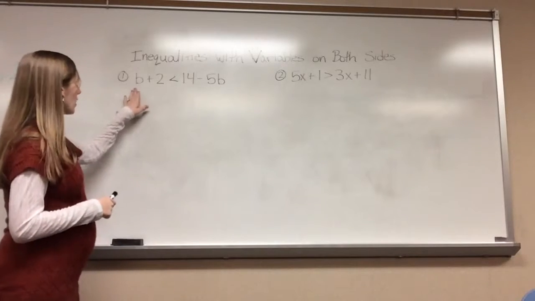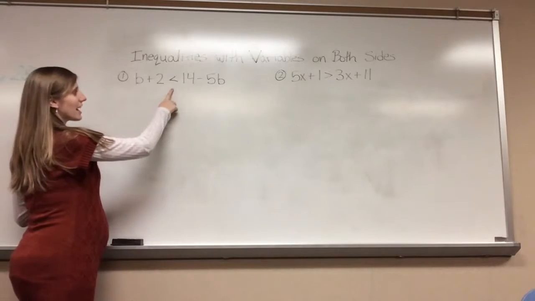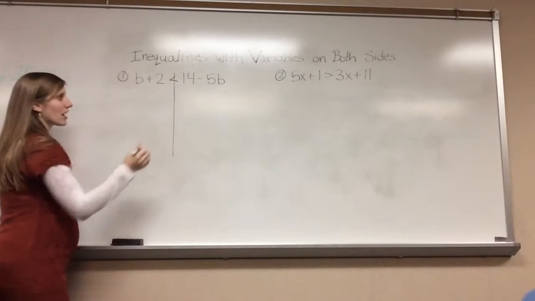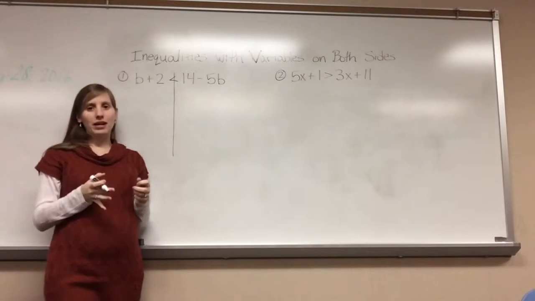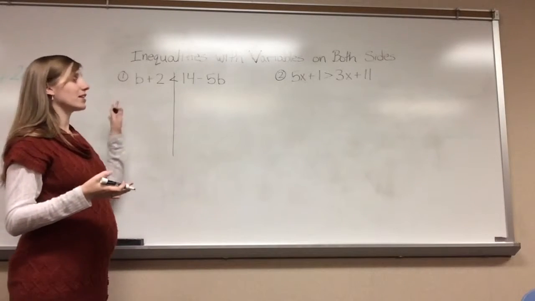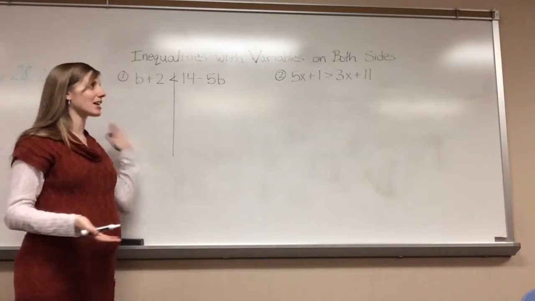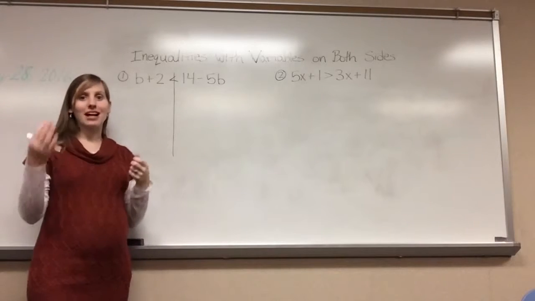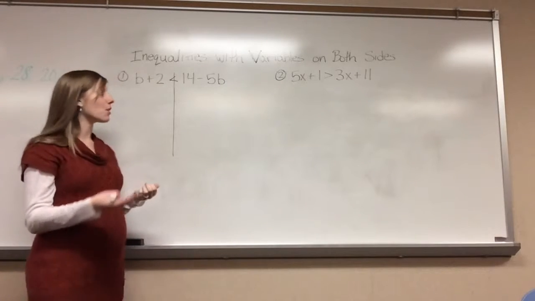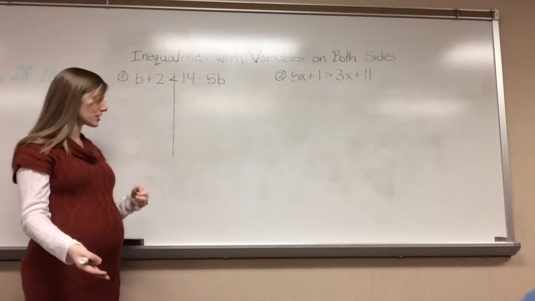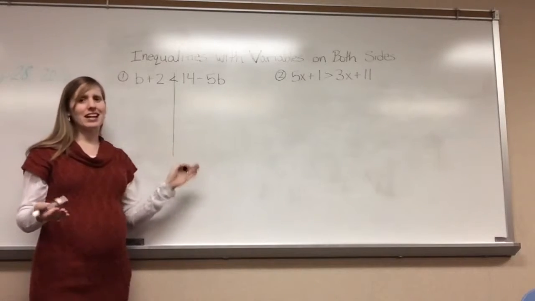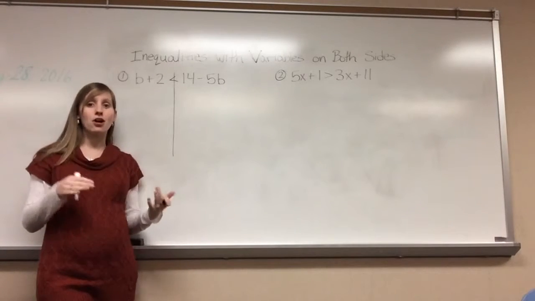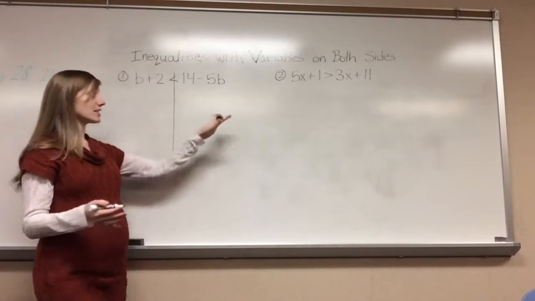So if we take a look at number 1, we have b plus 2 is less than 14 minus 5b. So what we need to do is get those letters on the same side. Now, with equations, I told you that I always move my letters to the left, and the reason I do that is so that when I get to inequalities, I can keep that letter on the left-hand side, because that's where they're going to put the letters. If these are multiple choice questions, their letter will be on the left-hand side. It's just going to be easier for you to identify the correct answer if your letter is already on the left-hand side. So that's exactly what I'm going to do.